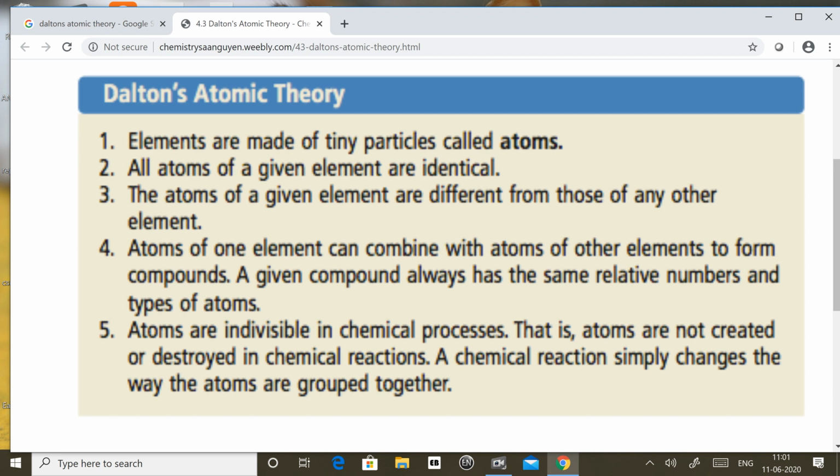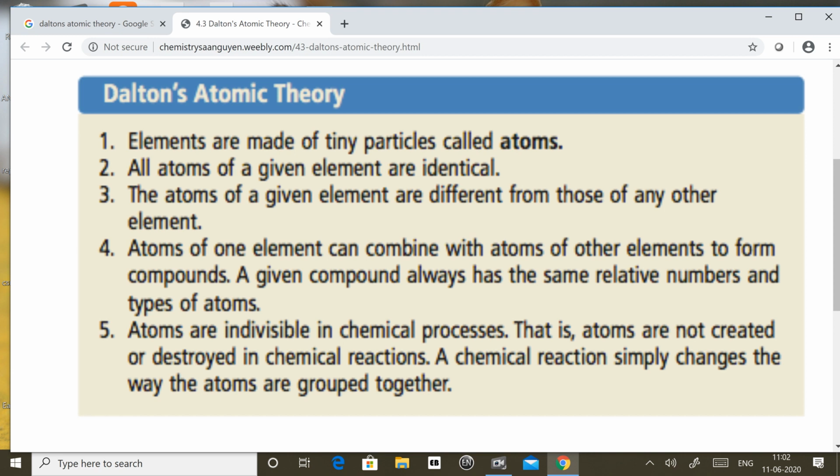Then, after some years, J.J. Thomson found that an atom contains some negatively charged particles called electrons. And Rutherford found that an atom contains some positively charged particles called protons.